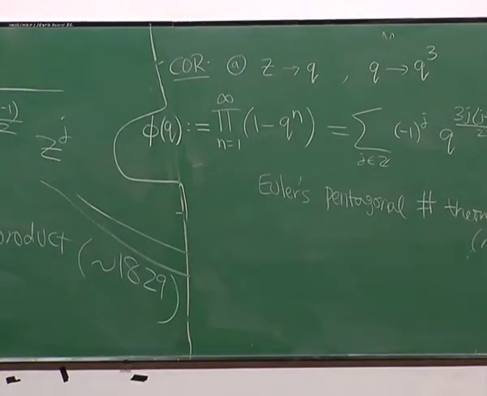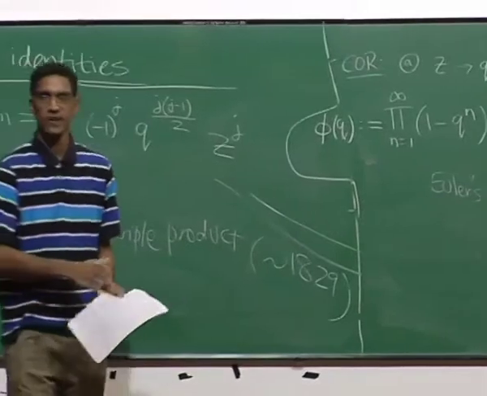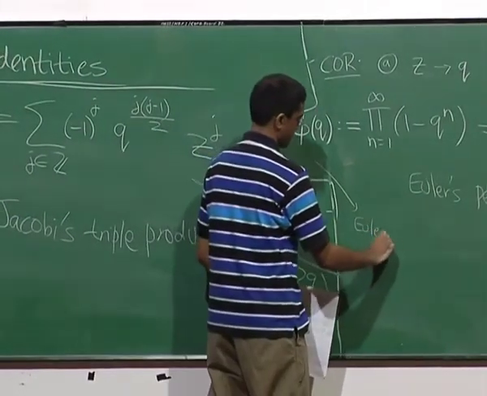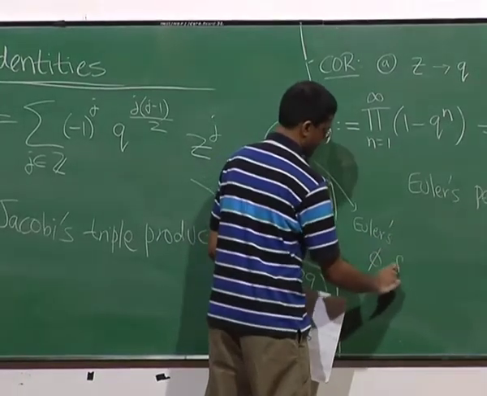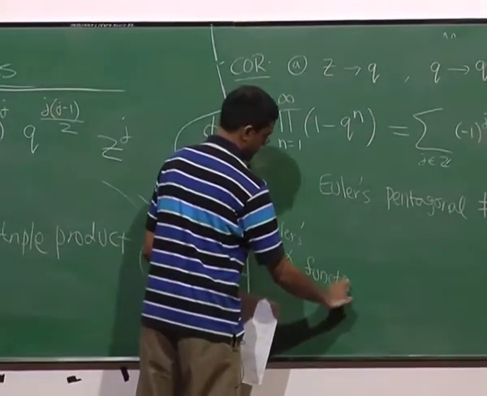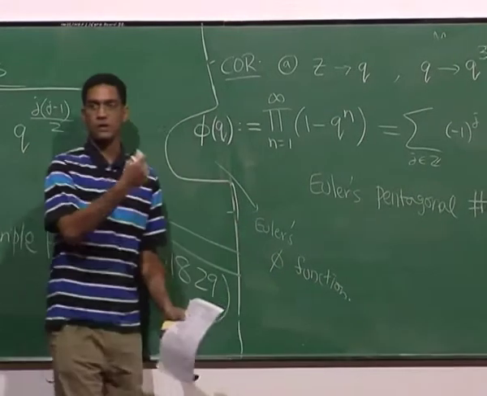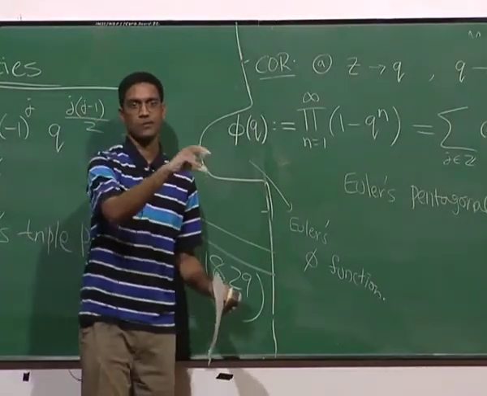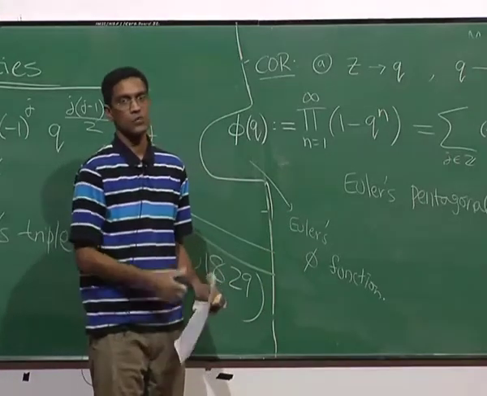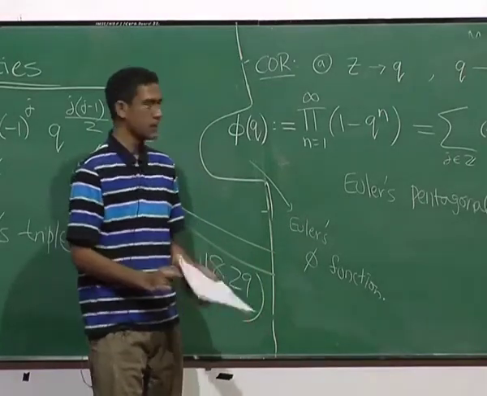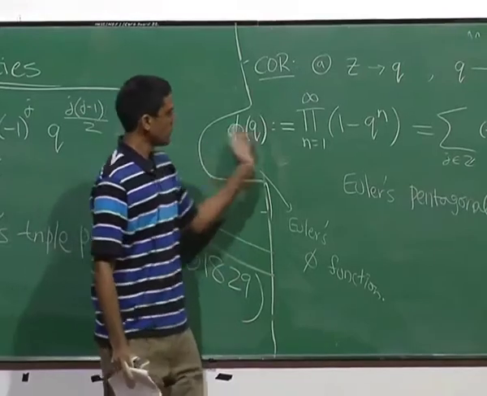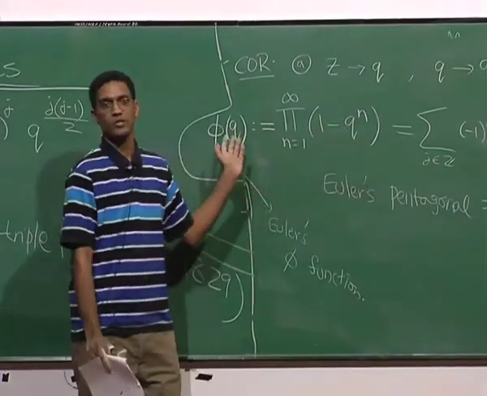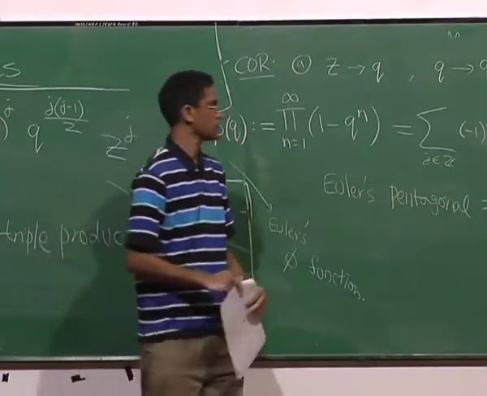We call it phi of q. It's called Euler's phi function. You can think of it as a function of the complex variable q. It converges if q is in the unit disk and so on, so you can play with it analytically as well. Now what you can think of this theorem as telling you is an expansion of the phi function. It tells you what you get when you expand the phi function.